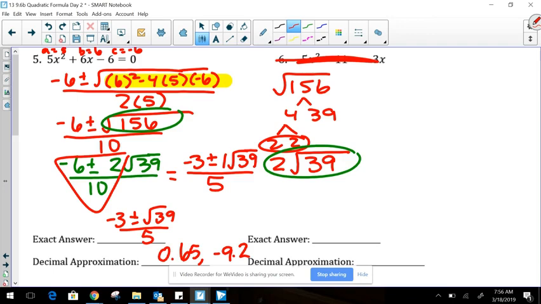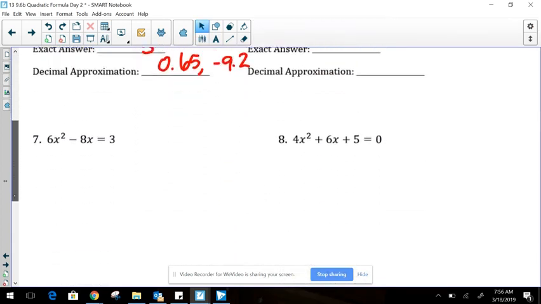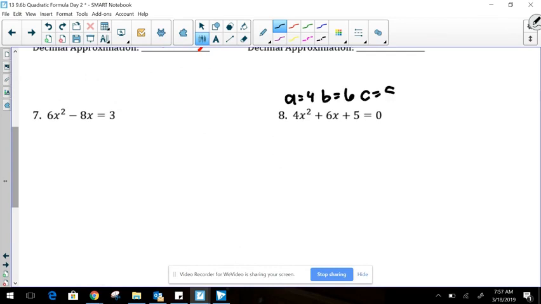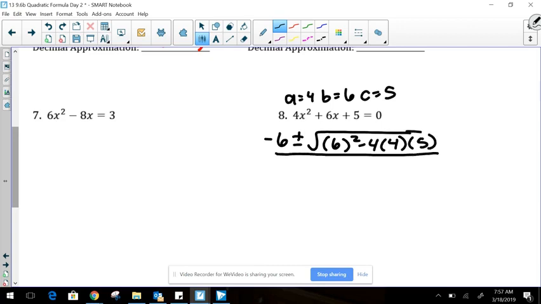Okie doke. All right, last one I'm going to show you real quick is number 8. So it's already equal to 0, so that's nice. So I have A equals 4, B equals 6, C equals 5. Okay, so when I plug in opposite of B, so negative 6 plus or minus square root of 6 squared minus 4 times A times C all over 2 times 4.